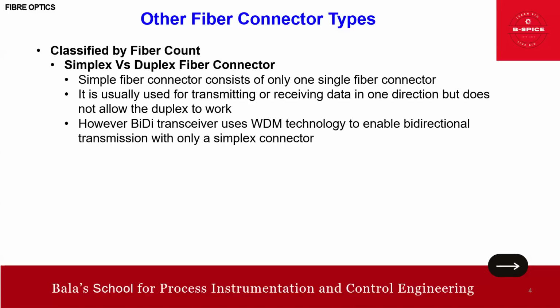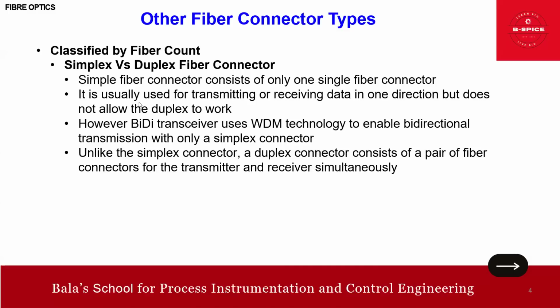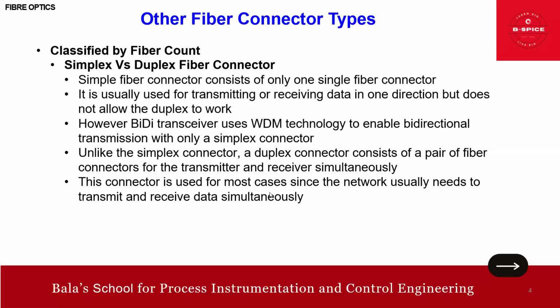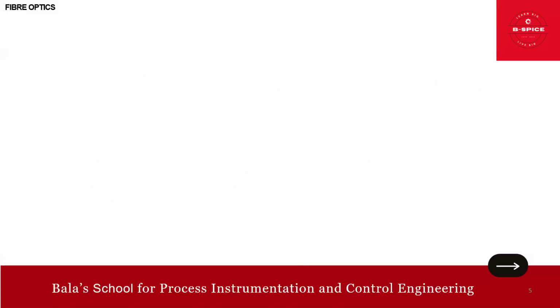and enterprise network. I think we should not go into the detail. Let us focus on this subject. So here we talked about the simplex, right? Unlike the simplex, a duplex connector consists of a pair of fiber connectors for the transmitter and receiver simultaneously. That is the meaning. So this connector is used for most cases since the network usually needs to transmit and receive data simultaneously, right? So that is it.